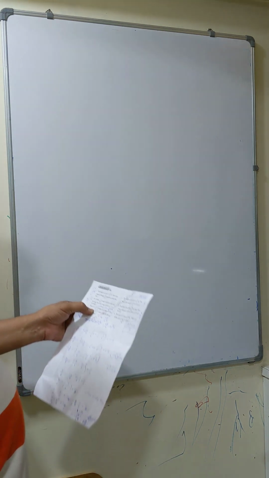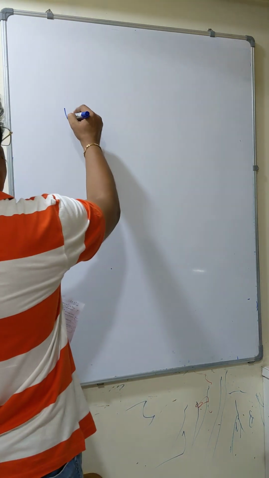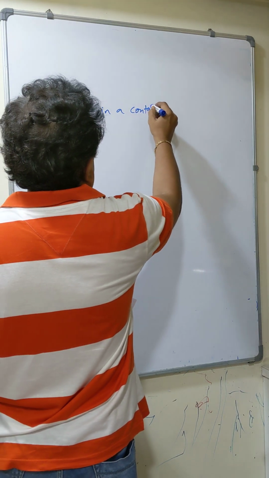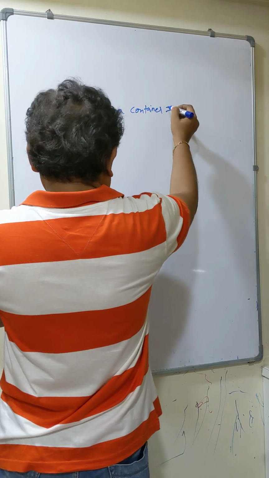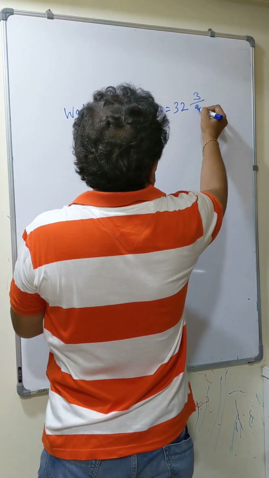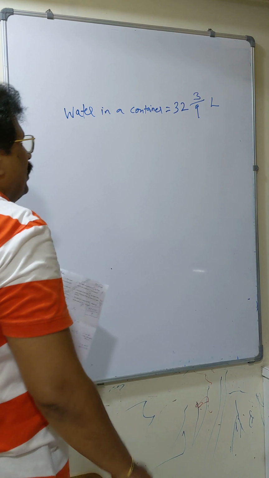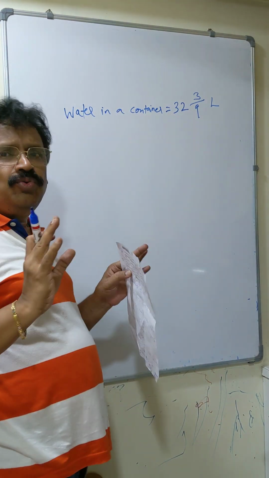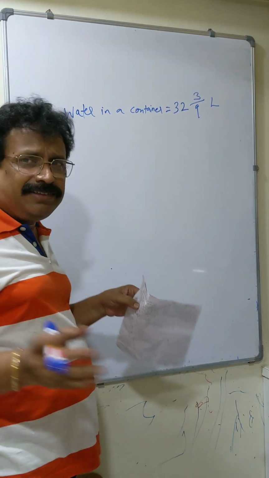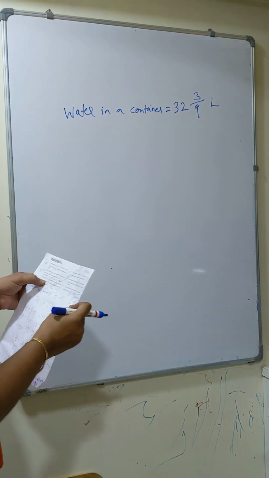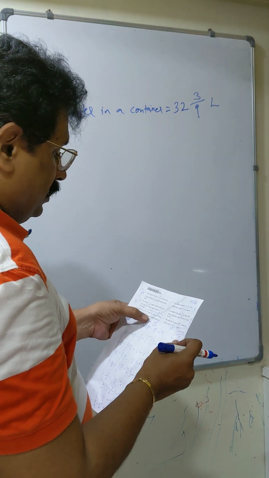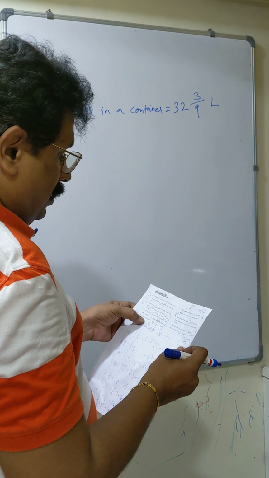There is 32 3/9 liters of water in a container. So water in a container is equal to 32 3/9 liters. See, steps you can write anyway. You just follow your school, what your teacher is giving as the steps. Otherwise this also you can write it. Nothing wrong in it. How many bottles of 3/5 liter capacity can be filled from the container?